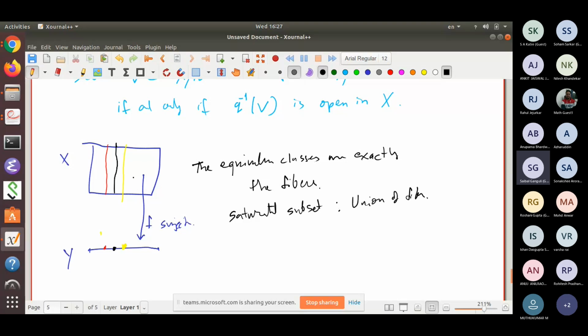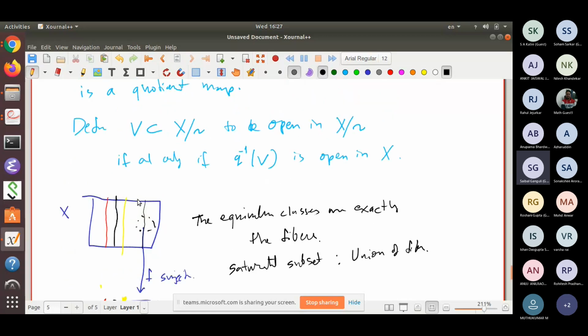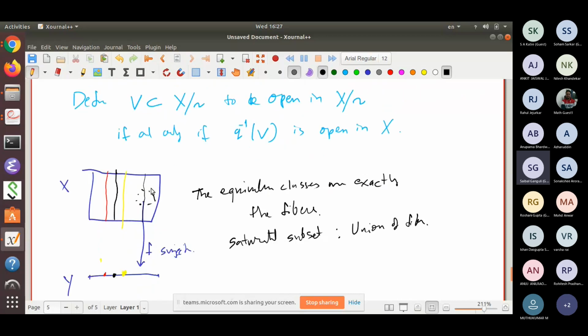So if I set here like this, just this much is not saturated because there's a fiber going through it, but the whole fiber is not in this subset. So if a fiber intersects that subset, then the whole fiber should lie in that subset. That's called saturated. Okay. And so how do we give a topology? We say that the open sets in Y are exactly the images of saturated open sets in X.